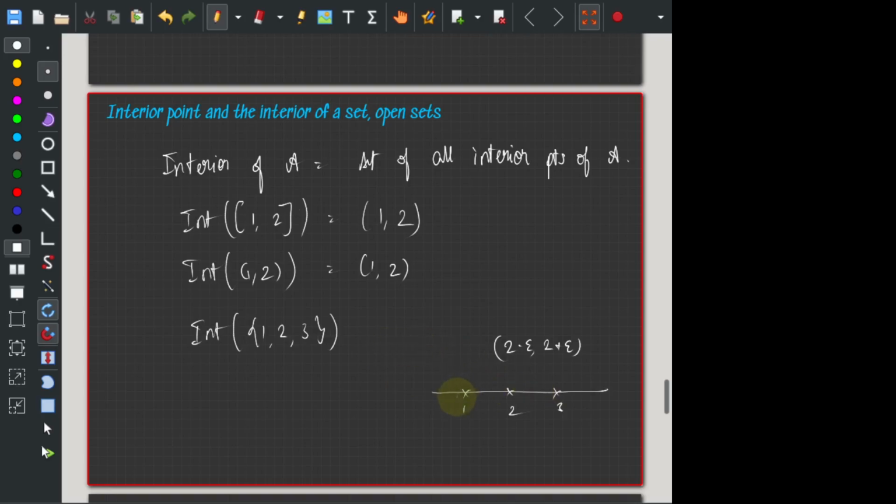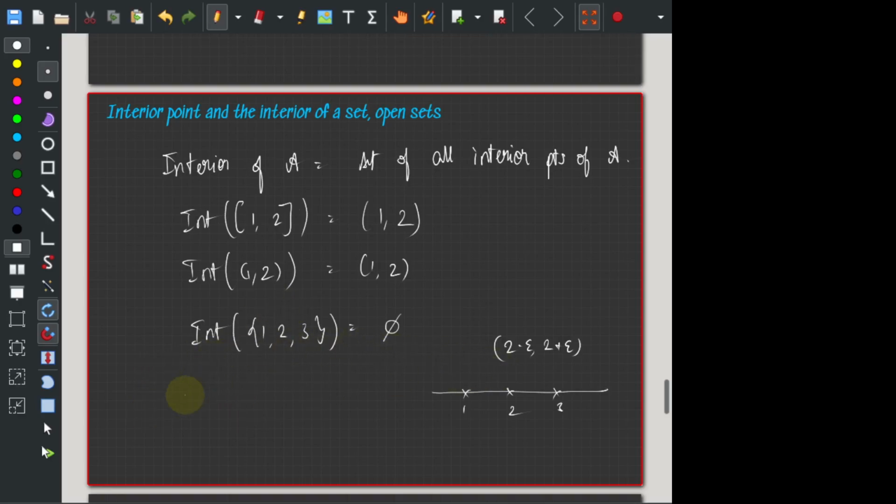Is 1 an interior point? No. Does everyone agree that 1 is not an interior point? What about the point 2? Is it an interior point? No, it is not. The point 3? No. So none of these three points are interior points, right? So what is the interior equal to? It's the null set, right? So if you take any finite subset of real numbers, the interior is going to be empty, right?